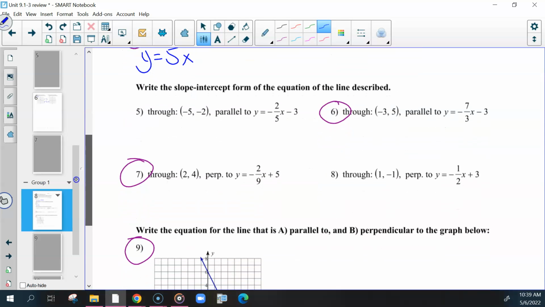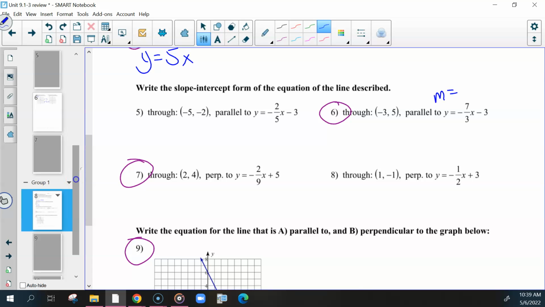For number 6, if you got something like this, this is going back to what we were doing the other day. You're given a point, you're given a line, you are trying to write another line that is parallel to the original. If it's parallel, what would that slope be? -7/3. And we would do our y minus y1 formula, point slope formula. So y minus our y1 here is 5. Our slope is -7/3. X minus a -3, or you can put plus.